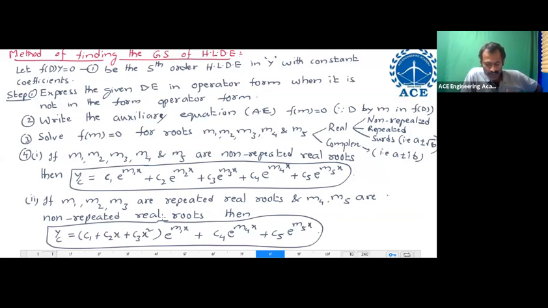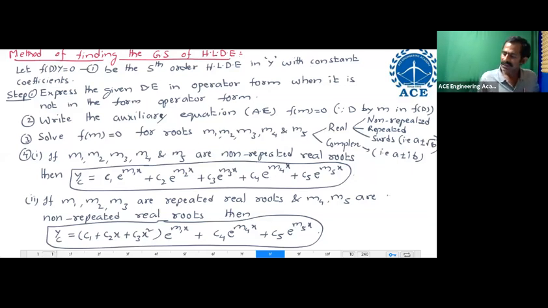Corresponding to 3 repeated roots m1, m2, m3, we have written the linear combination like this. Suppose 2 are repeated, we just write C1 plus C2x into e power m1x. If 4 are repeated, C1 plus C2x plus C3x square plus C4x cube into e power m1x. If all 5 are repeated, C1 plus C2x plus C3x square plus C4x cube plus C5x power 4 into e power m1x, like this.